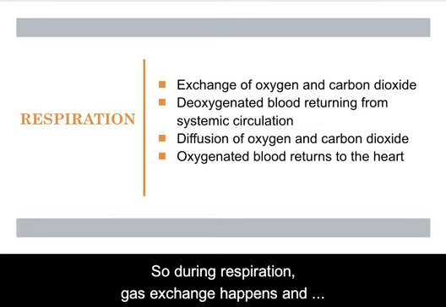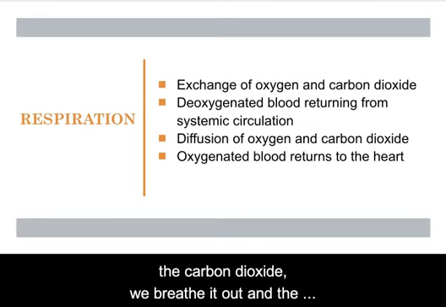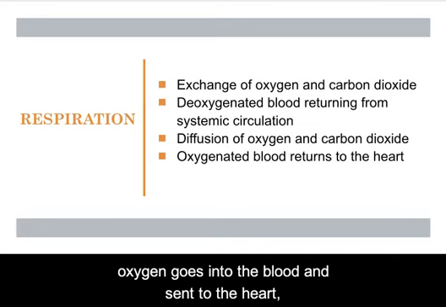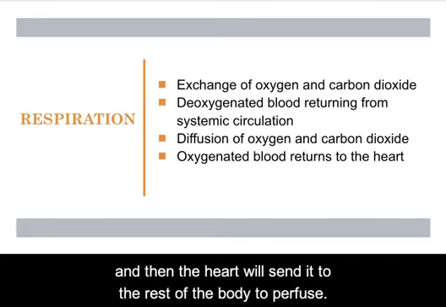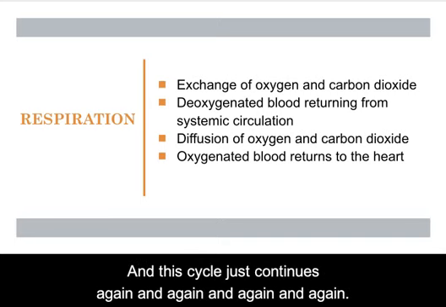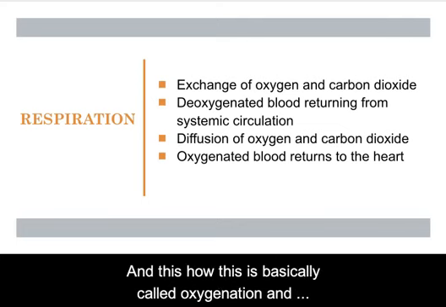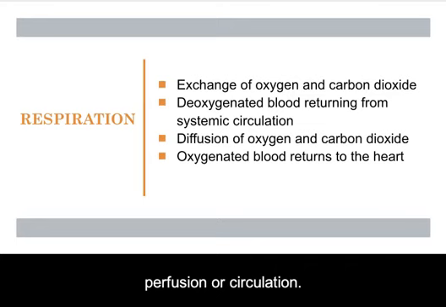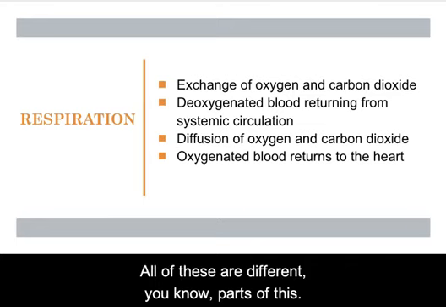So during respiration, the gas exchange happens, and the carbon dioxide, we breathe it out, and the oxygen goes into the blood and is sent to the heart, and then the heart will send it to the rest of the body to perfuse. And this cycle just continues again and again. And this is basically called oxygenation and perfusion or circulation. All of these are different parts of this.